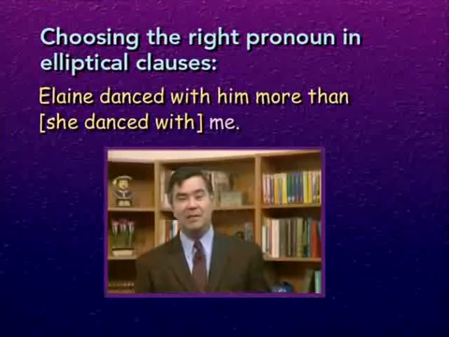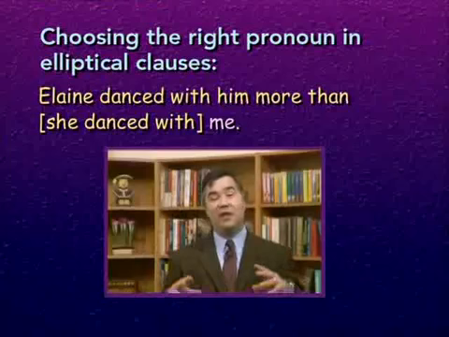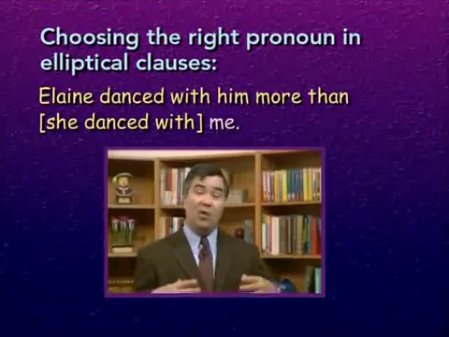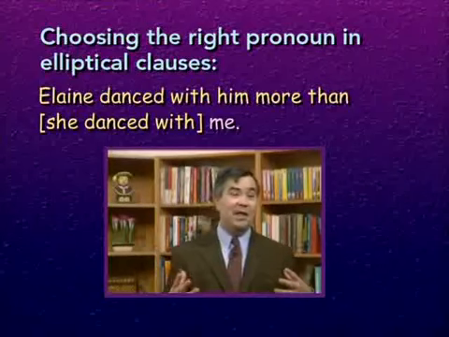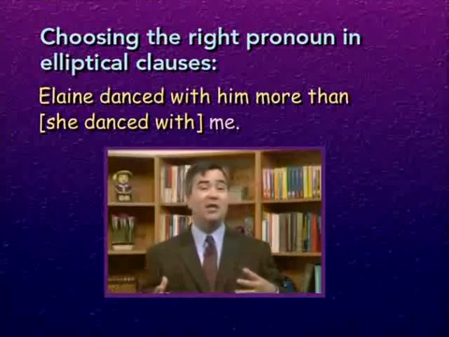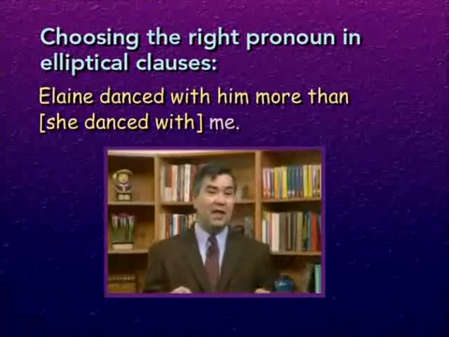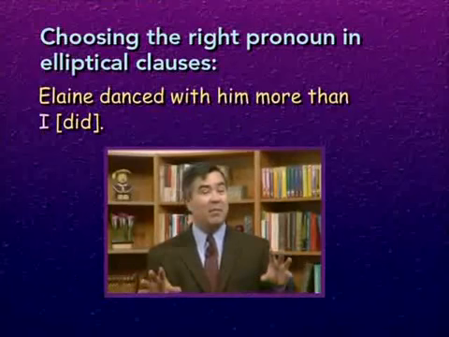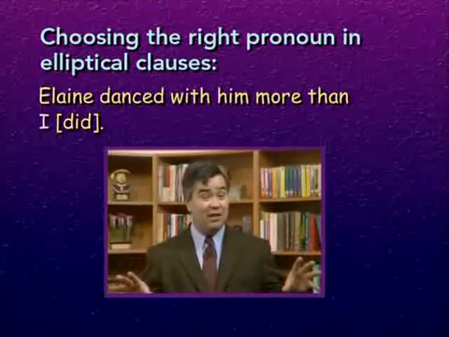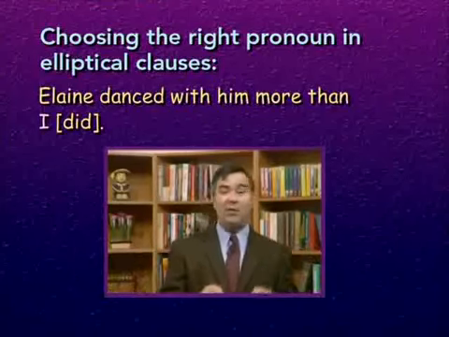And since me, the object form of the pronoun, would be correct, then me would be correct once those words have been omitted. On the other hand, for example, if a woman were speaking, or for that matter, if a man were speaking and men could dance with one another, then it might be possible that the sentence is trying to say, Elaine danced with him more than I did, in which case the pronoun I would be correct.